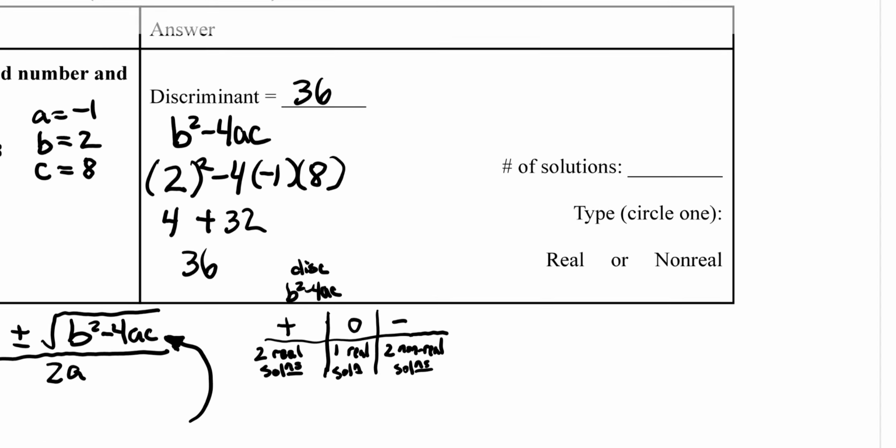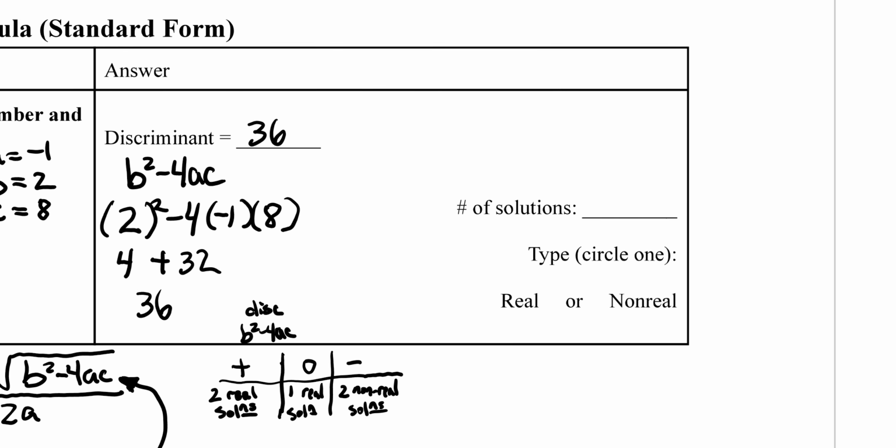Now over here, 36 is positive. So we know we're going to get 2 solutions, and they're going to be real solutions because it's positive. So that's this scenario right there. We did not find the two solutions. We are only using the discriminant. We only found the discriminant, and that's what you'd have to do on this problem.